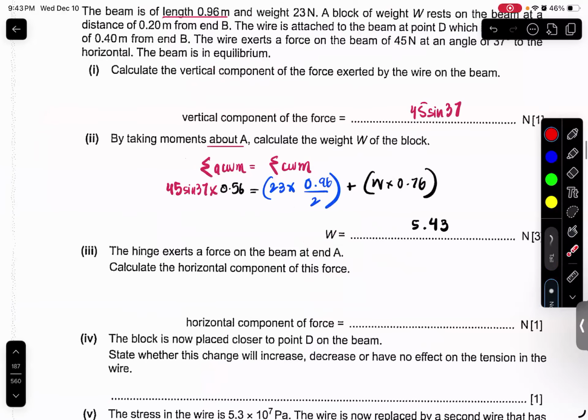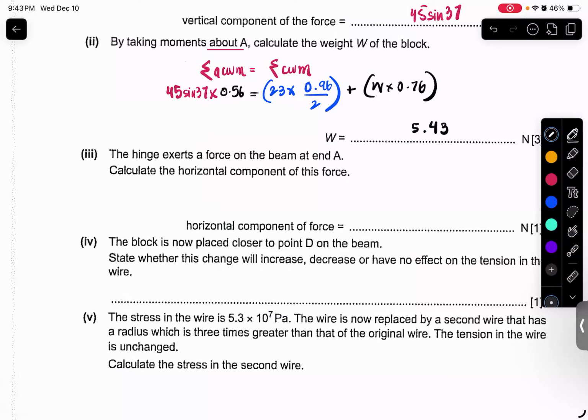Next, the hinge exerts a force on the beam at end A.